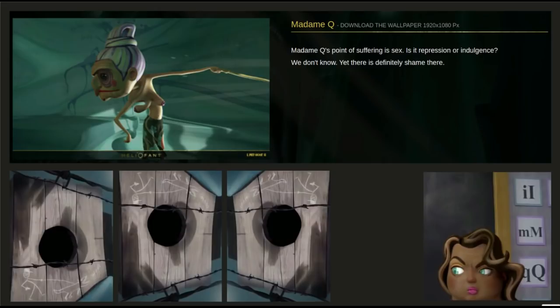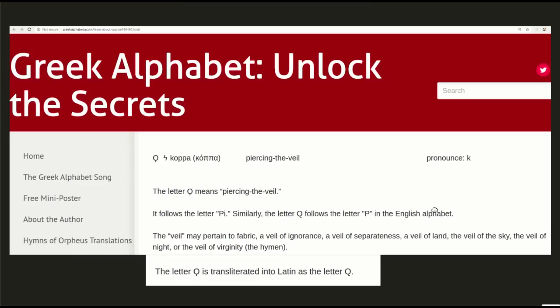The letter Q actually has a history that goes back, by way of Latin, to the Greek letter kopa. The kopa looks like that. You can sort of see the resemblance to the Q. It's a circle with a point straight down, almost like the symbol of Venus. The letter Q means piercing the veil.